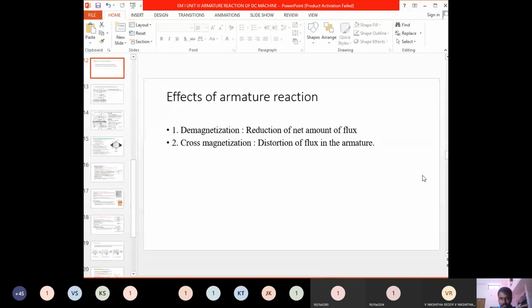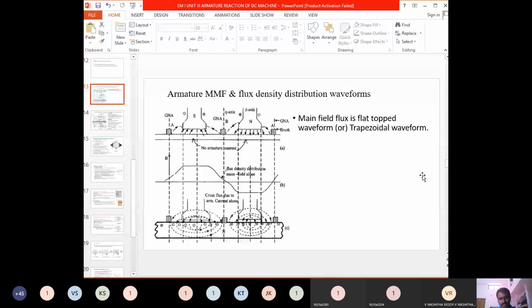flux. So that is the reason there are two main effects of the armature action. One is cross magnetization, the other one is demagnetization. In the previous session we discussed the natures of the waveforms. So the main field flux, I'm giving more importance to these points because they are highly asked in competitive exams. I just don't want you to miss any points here. So that is the reason I'm explaining this.